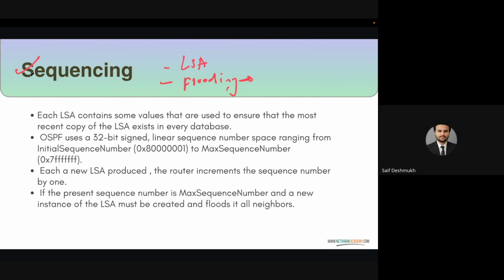We are talking about the sequence number of each LSA. Each LSA that a router produces is going to increment the sequence number by 1. And if the present sequence number is the max, which is the last, we can't have more than this. The router needs to produce a new first LSA. It must create a new LSA and flood it to all its neighbors, regardless of whether anybody has asked or not.